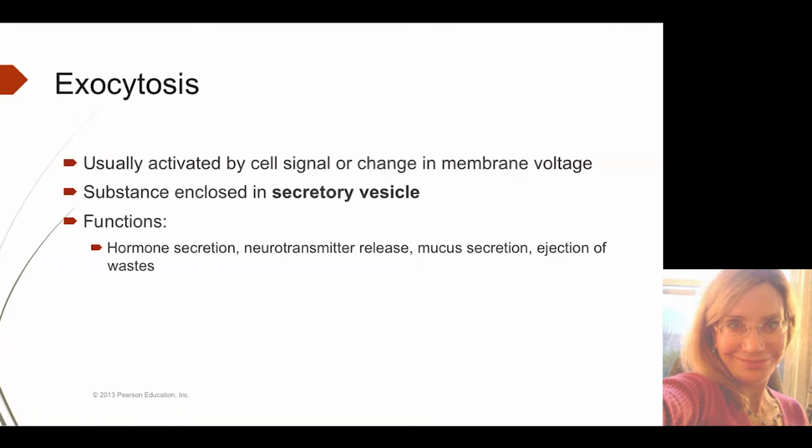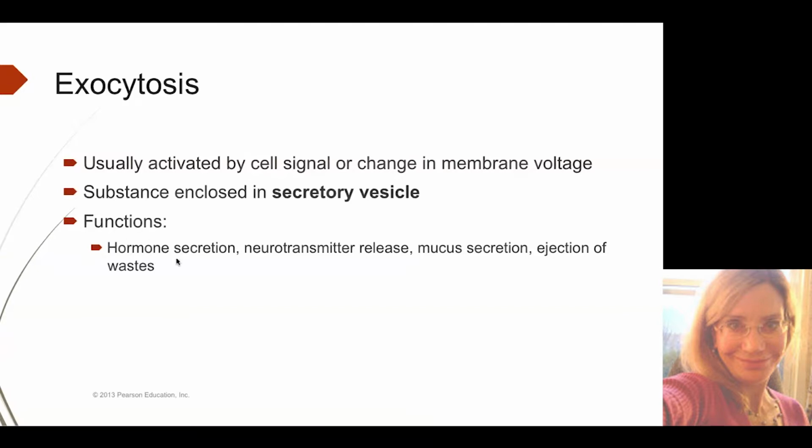Exocytosis. This is usually activated by a cell signal or a change in membrane voltage. The substance will be enclosed in a secretory vesicle. Remember, this is not talking about it being a secret, but that it's secreting something. Usually when we use that word secretion, it's talking about something that is going to be sent out by a cell or a group of cells secreting something. So the secretory vesicle will actually contain something that it will then release to the outside of the cell.